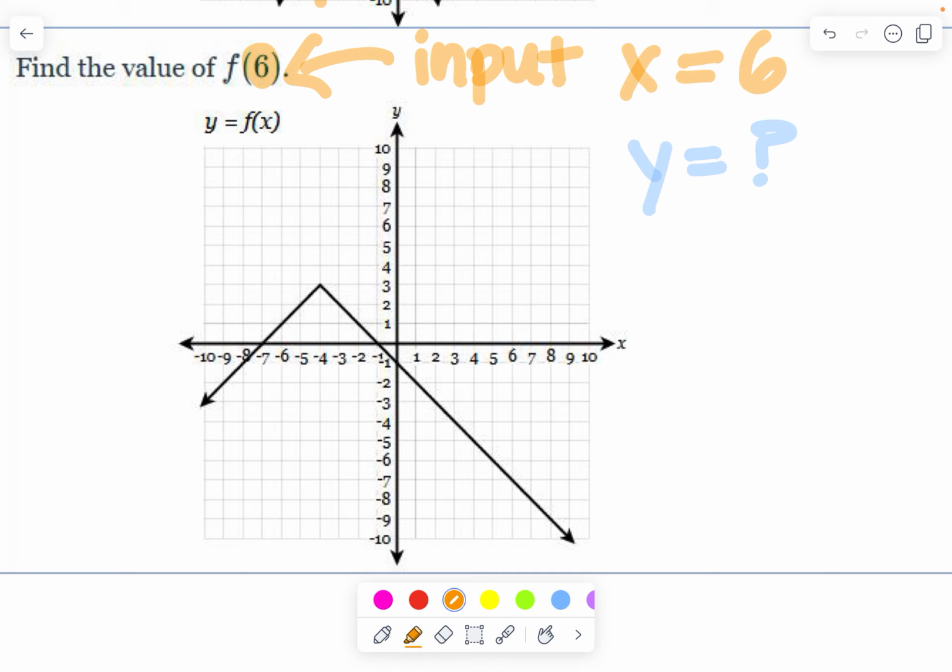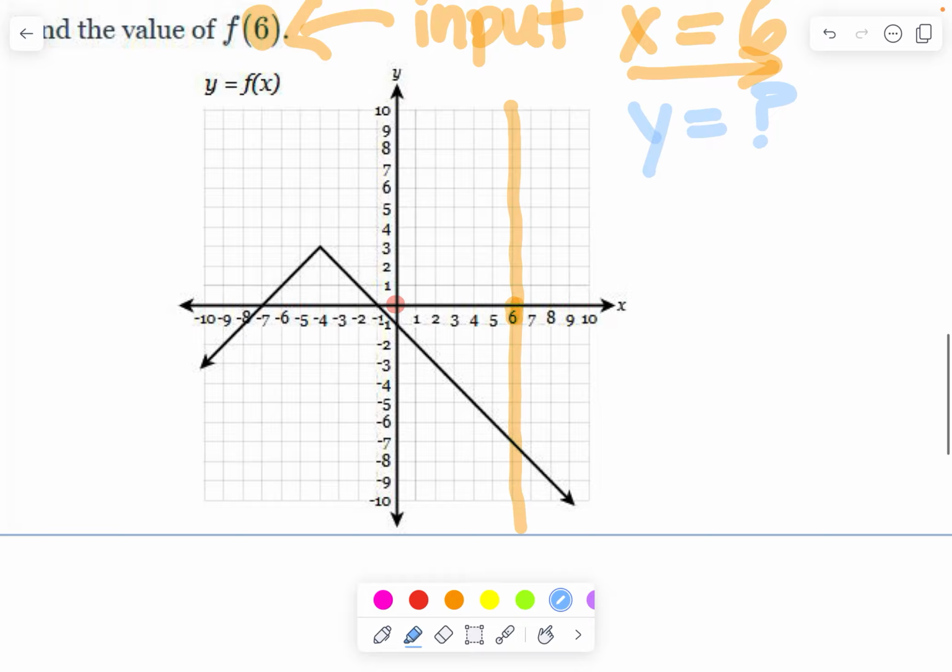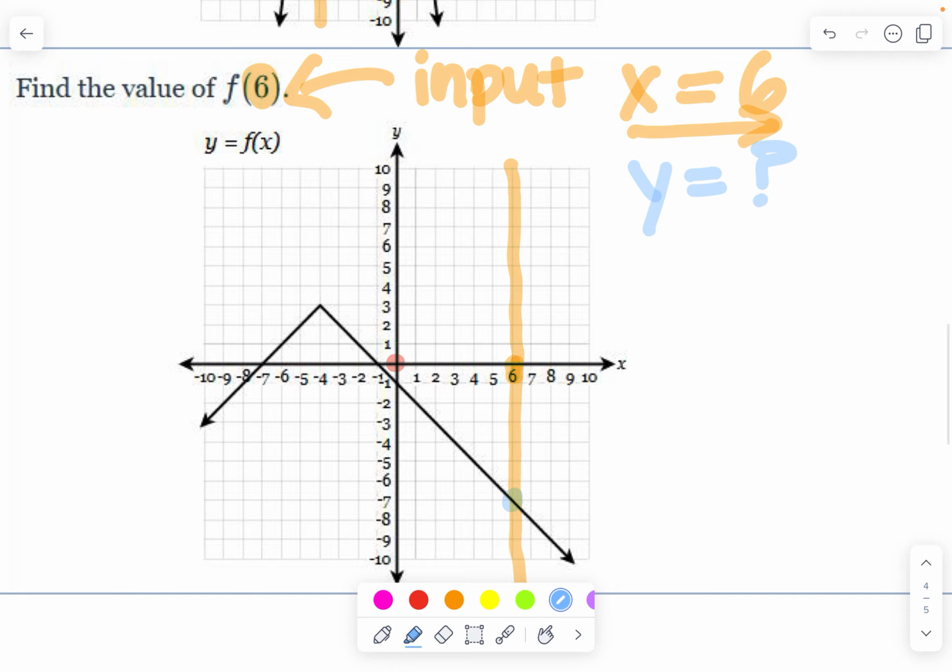That's our quest. Start at 0, 0. Since we have x is +6 for our input, we're going to go 6 units to the right. That's over here. Look up, look down. Do you see our graph? We sure do. It's down below, right over here. So I want to know what the y value is. When x is 6, y is -7. So we can say when x is 6, y is -7. You would just type in the y value of -7.